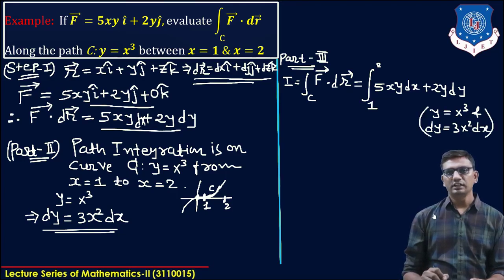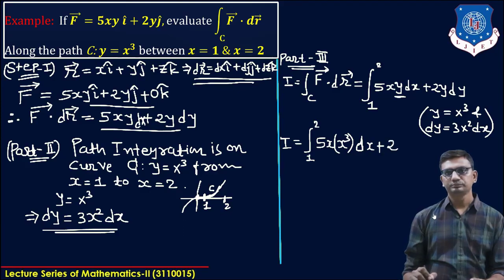So our integration is equal to 5x times x cube dx, because we replace y by x cube, plus 2x cube, because here we also have y, so we replace y by x cube, and dy is replaced by 3x square dx. So finally we have 3x square dx in the second term.